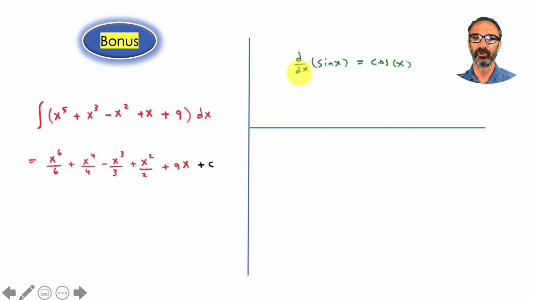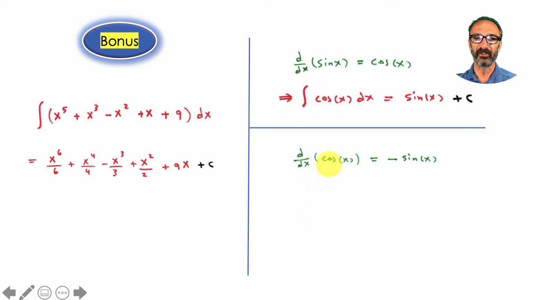Sine derivative is cosine. Let's use integration to write it the other way around. That means the integration of cosine is sine plus the constant of integration, because I don't have limits right here. We know that the derivative of cosine is negative sine. So let's write this as integration. The integration of negative sine x is cosine x.